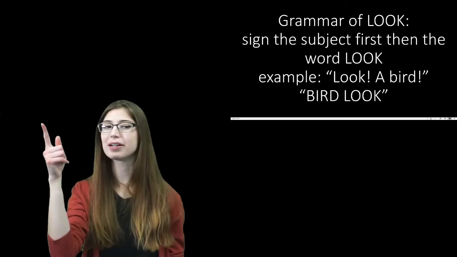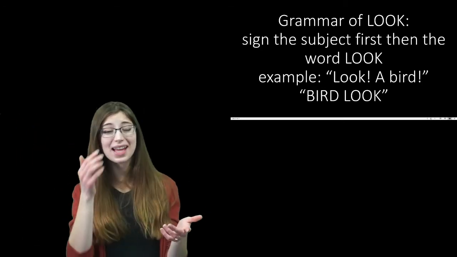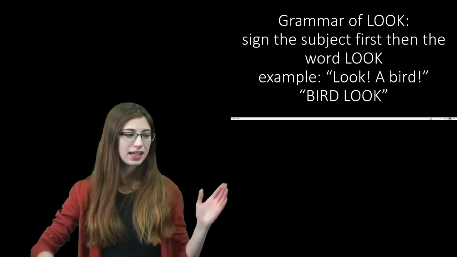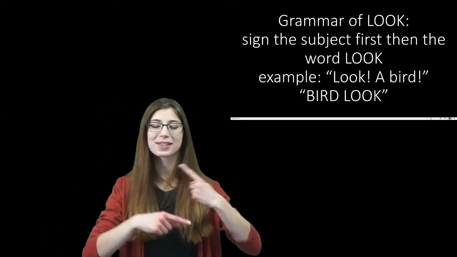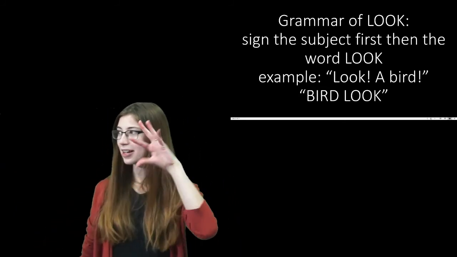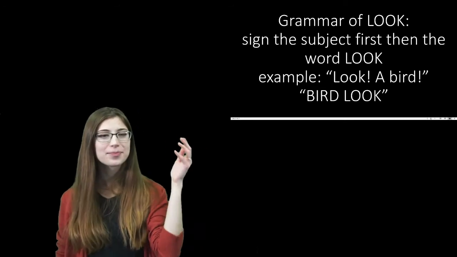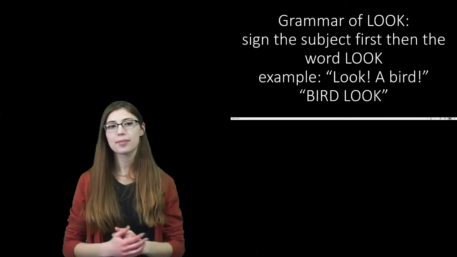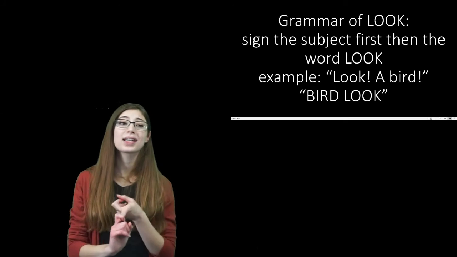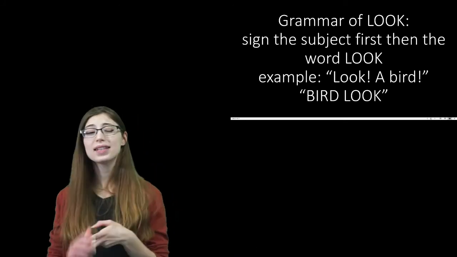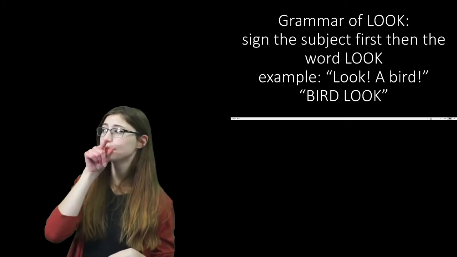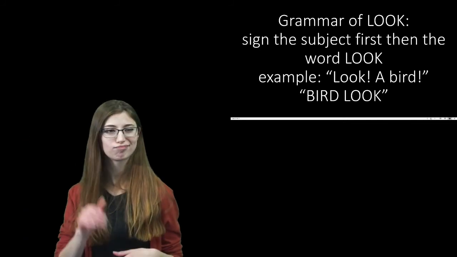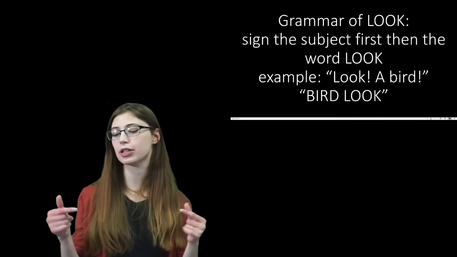I see the bird. But in ASL, if someone said, look, and you turned your head to look, and then they were signing a bird, you're not going to see it in the corner of your eye. And so in ASL grammar, you would say what you're wanting them to look for first, and then tell them to look. You go, bird, look. So just interesting grammar.